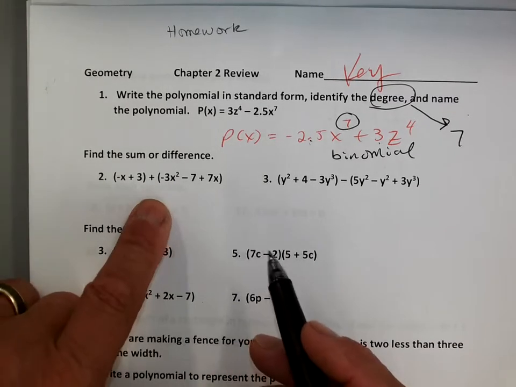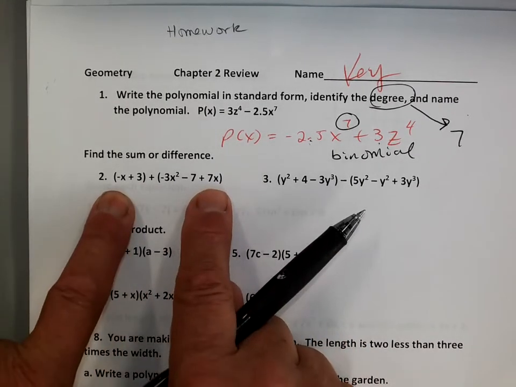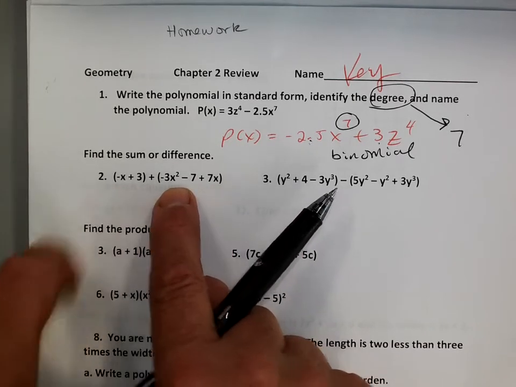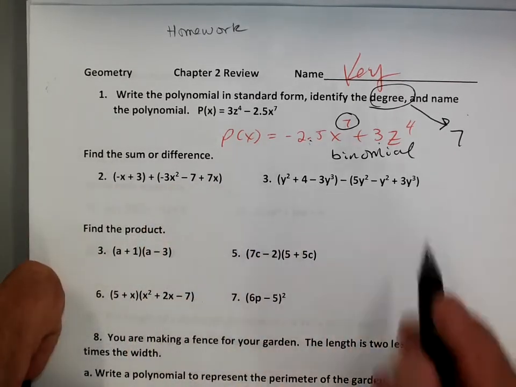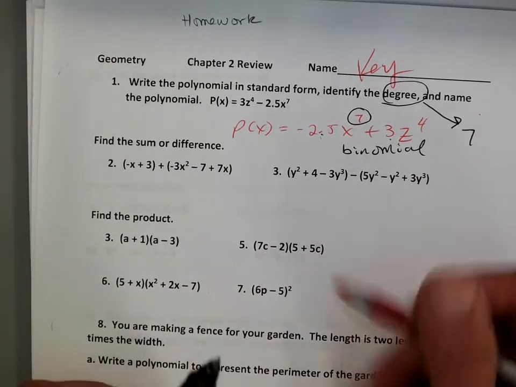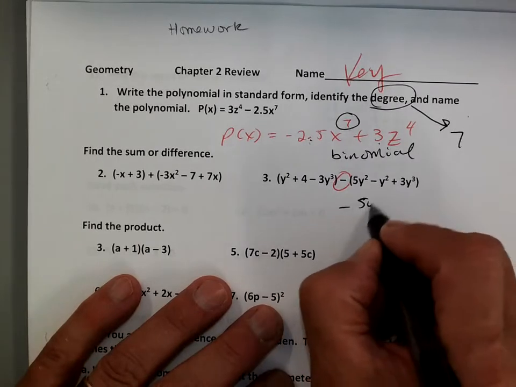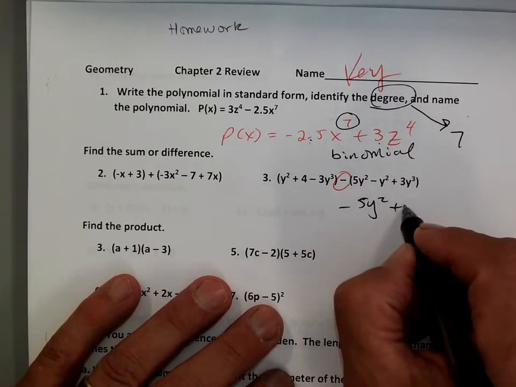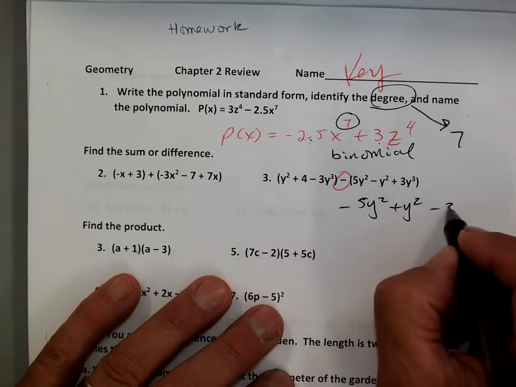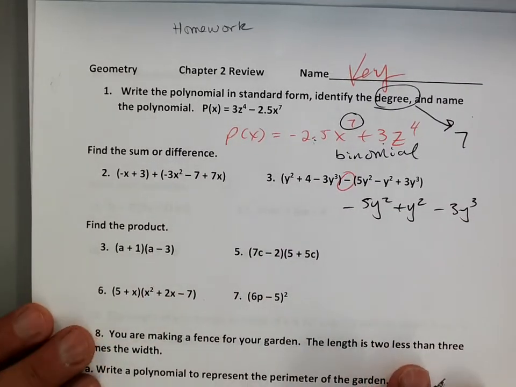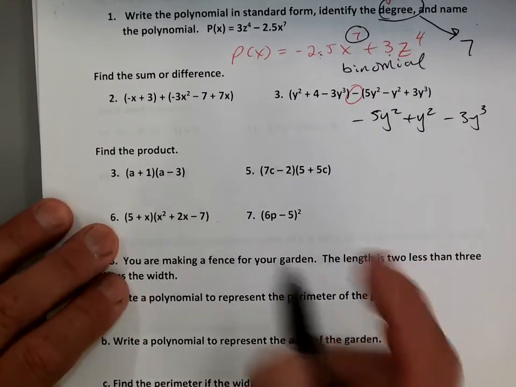Okay, number 2, you're just going to put these together, things that are like, add them, I'll have a 6x. Negative 3x is all by itself, so just add them. On 3, I like to bring the negative through, that's the easiest way for me. Negative 5y squared, and then make that a positive y squared, negative 3y cubed, and then just add it to that. Again, this is your homework, so I'm going to help you out though.